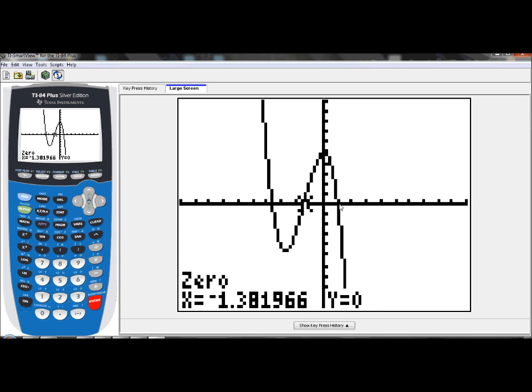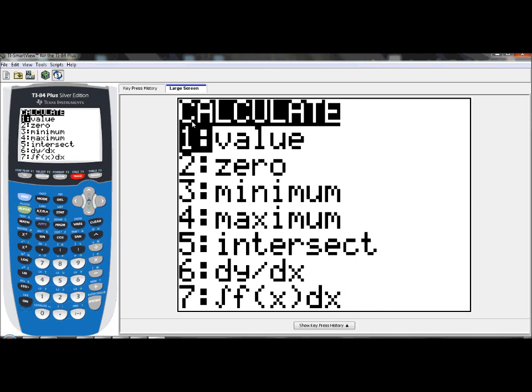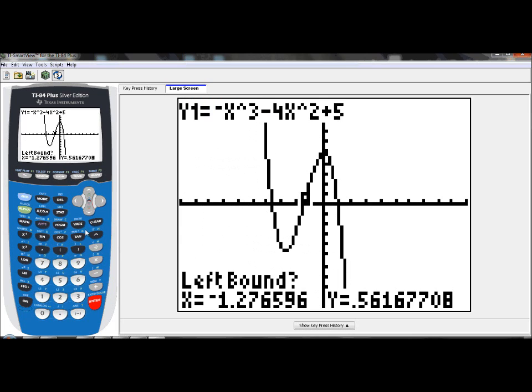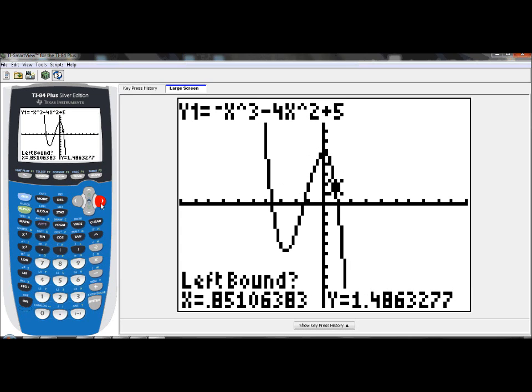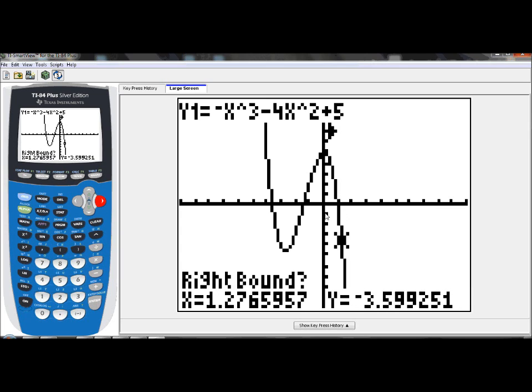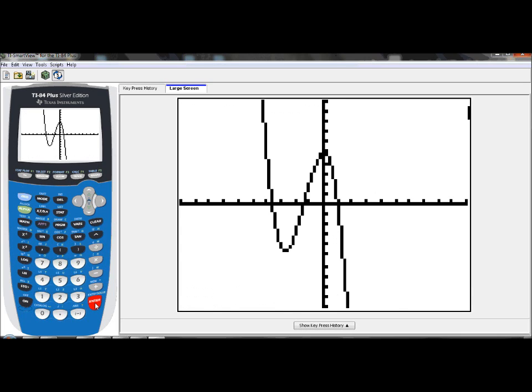Still one more we need to do. So again, second trace to pull up the calculate menu, go down to option 2, 0, hit enter. Left bound, mark a point to the left of this 0, enter. Right bound, mark a point to the right of that 0. And guess, just hit enter again. And that 0 is the coordinate 1, 0. And so now we have our zeros. We could plot them on a graph to assist us with sketching, and we're going to use our relative maximum and our relative minimum values as well.